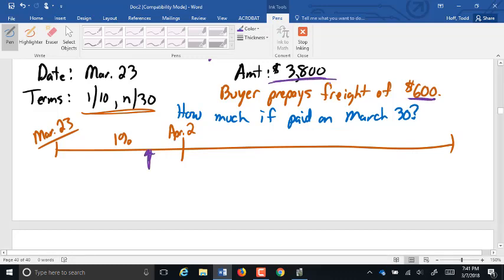Now this $600 is not included in the invoice amount. So that's going to get added on to that. The total due here is $4,400. So do we do 4,400 times 0.99 because of the 1% discount? Say no. No, why not? This $600 is a real cost. It's not part of the invoice. It's a reimbursement. They never get a discount on freight.